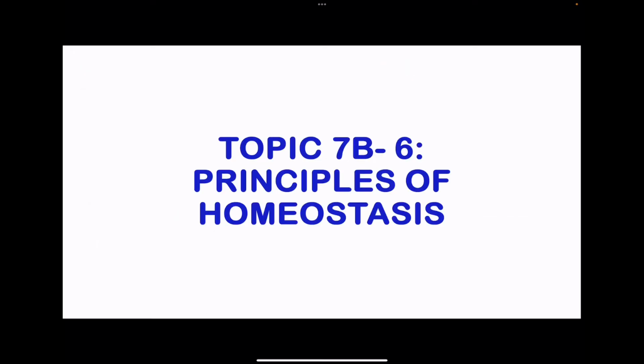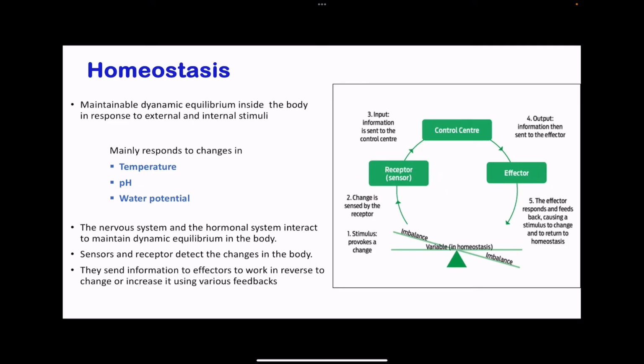Moving on to topic 7b6, the principles of homeostasis. Homeostasis is a process of maintaining internal dynamic equilibrium by responding to external and internal changes, which could be the stimuli. The responses can be to temperature, pH, water potential, salinity, and so on. And control can be both by the nervous system as well as by hormonal systems.